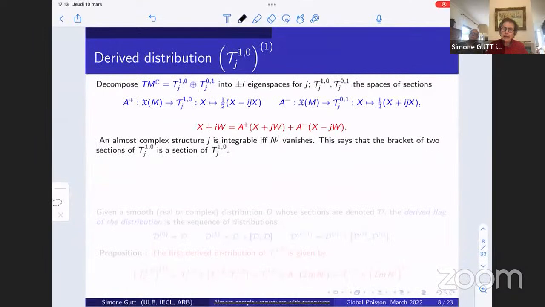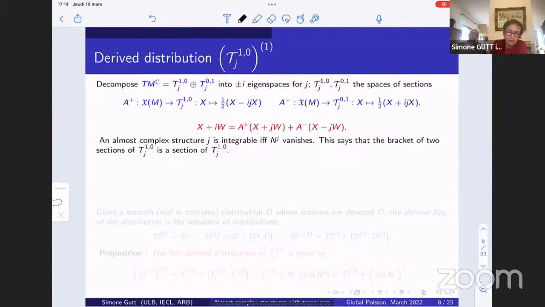Now, if I look at the integrability and at the Nijenhuis tensor, the fact that the Nijenhuis tensor vanishes can be expressed in a different way. When you have a J, you can decompose the tangent space at each point into a plus i and a minus i eigenspace for this J. And I shall just write with curly T's 1,0 and 0,1 the spaces of sections of those bundles T^{1,0} and T^{0,1}.